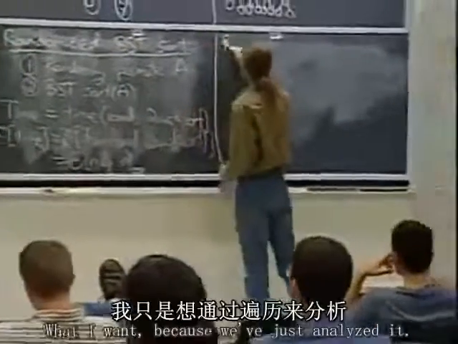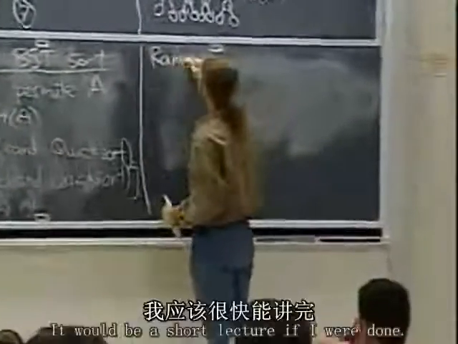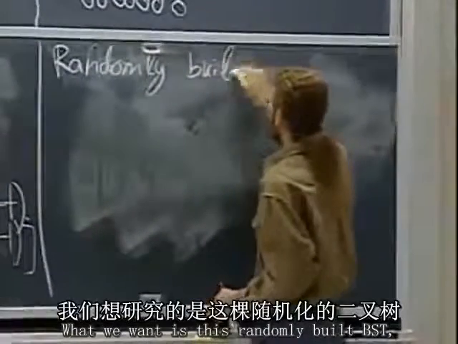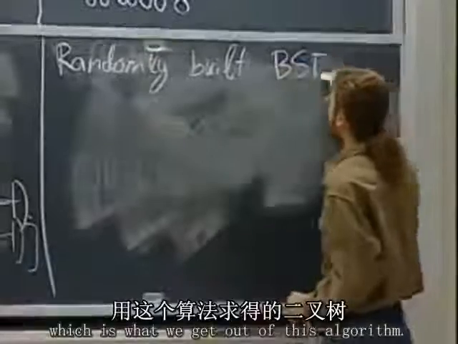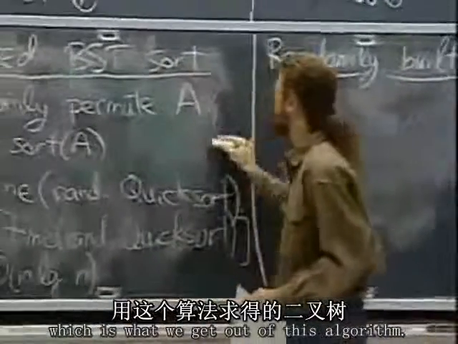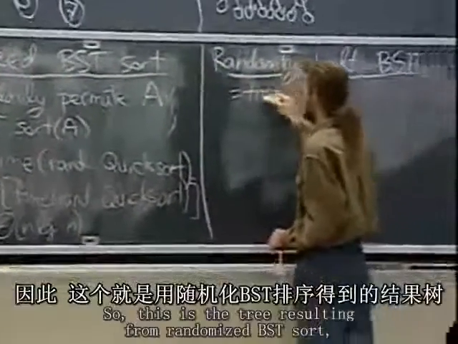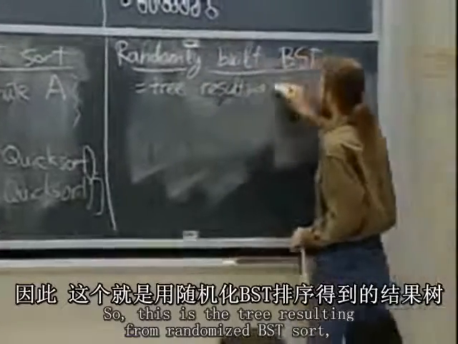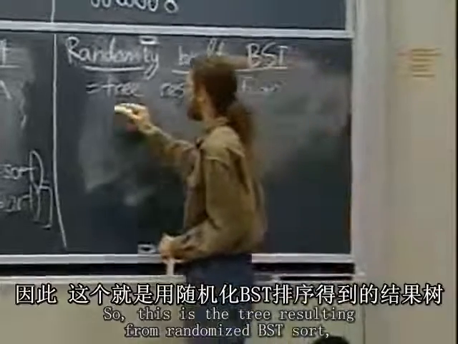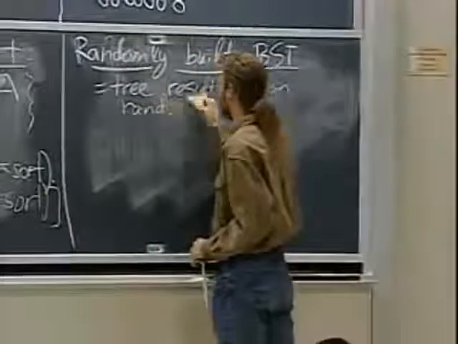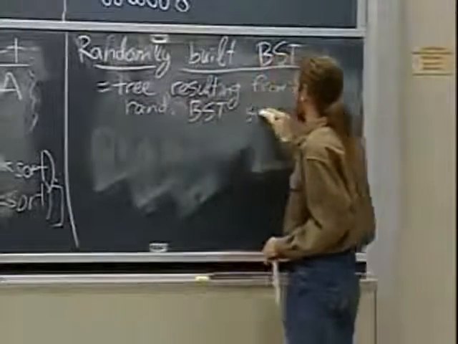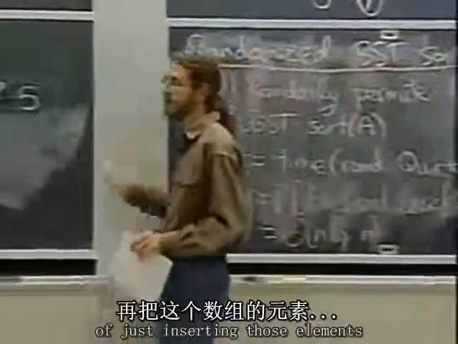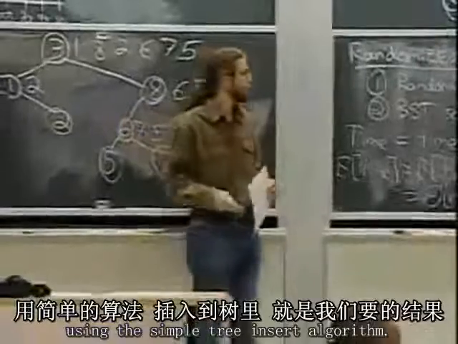What I want, because we've just analyzed it, it would be a short lecture if I were done. What we want is this randomly built BST, which is what we get out of this algorithm. So this is the tree resulting from random BST sort, randomized BST sort, resulting from randomly permuting the array and just inserting those elements using the simple tree insert algorithm.